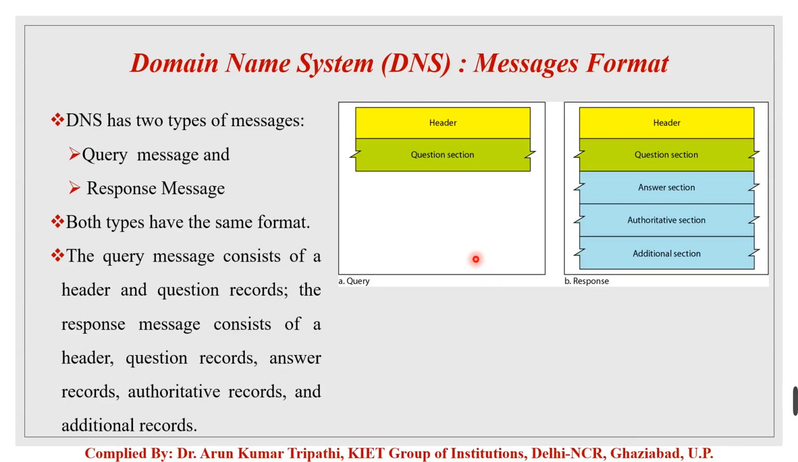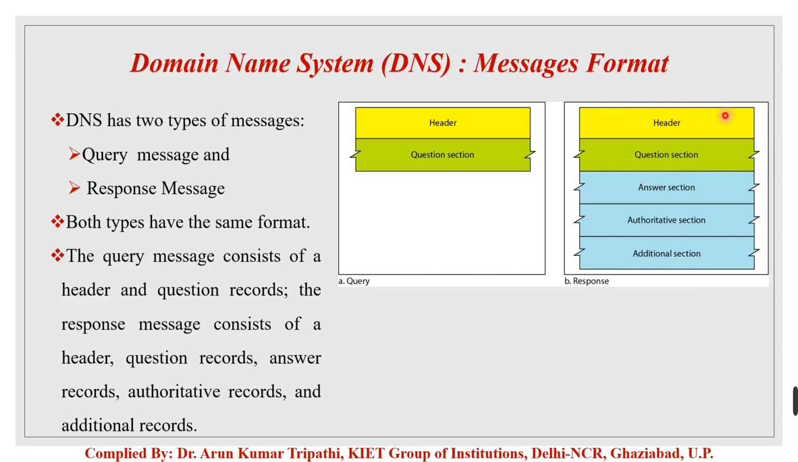Now I will discuss DNS message format. DNS has two types of messages. First one is the query message and second one is the response message. The query message consists of two fields, header and question section, while the response message consists of five sections: header, question section, answer section, authoritative section, and additional section. So we will discuss each a little bit after.